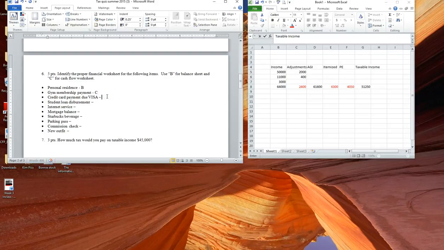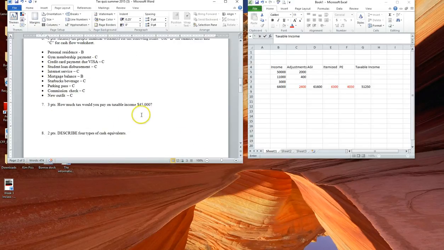Again, credit card payment. This is a payment, not the big balance, so that's going to be on our cash flow. Student loan disbursement. This is monthly income that we receive. So again, going to be on our cash flow. Internet service, cash flow. Mortgage balance. When we see the word balance, immediate trigger that it's going to go on our balance sheet. Buying a Starbucks, cash flow. Parking pass, cash flow. Commission check. Again, this is just a monthly income check or maybe quarterly, but it still goes on our cash flow. And a new outfit, cash flow.